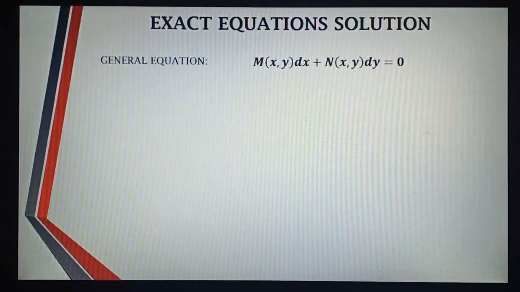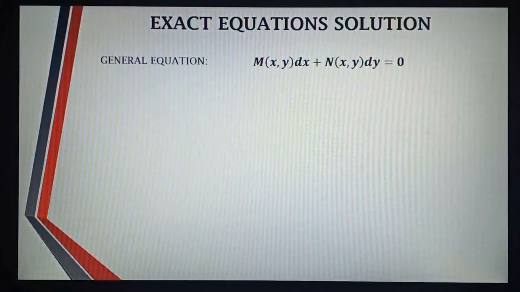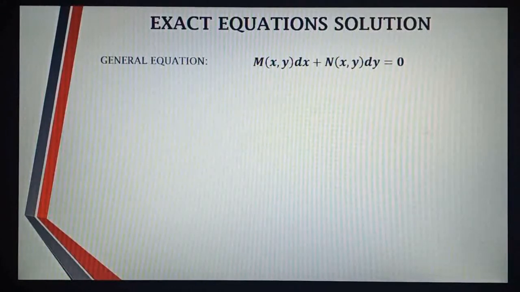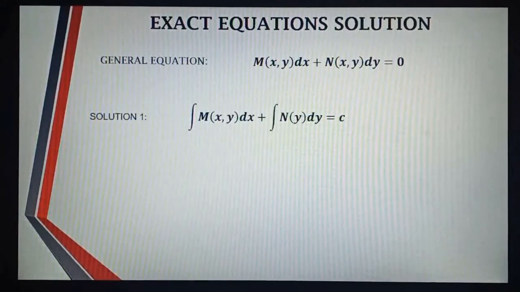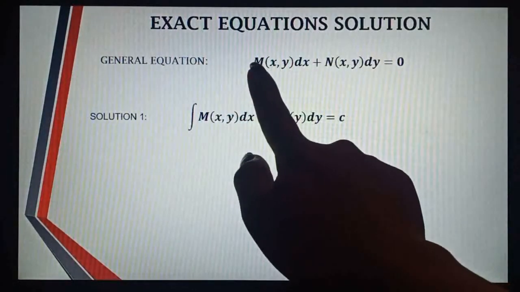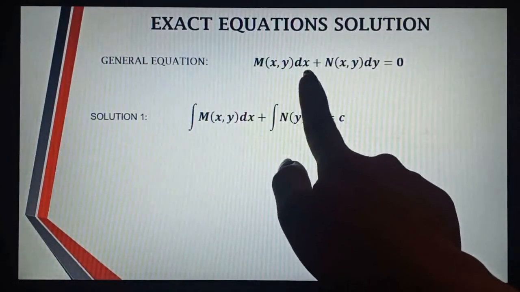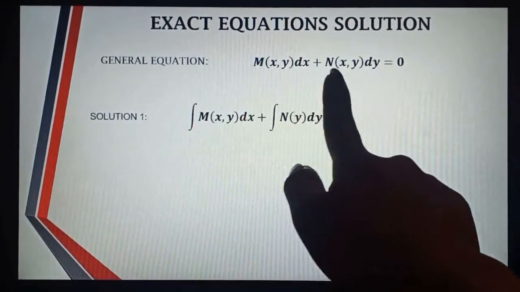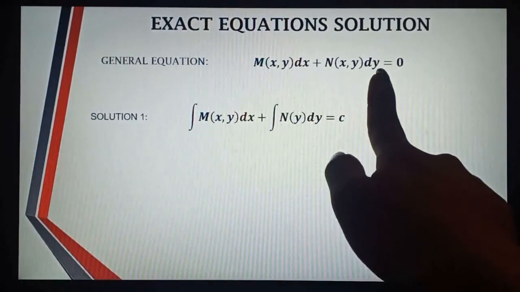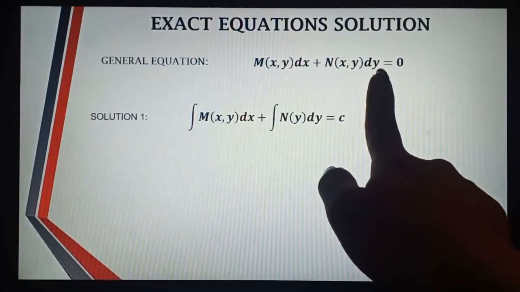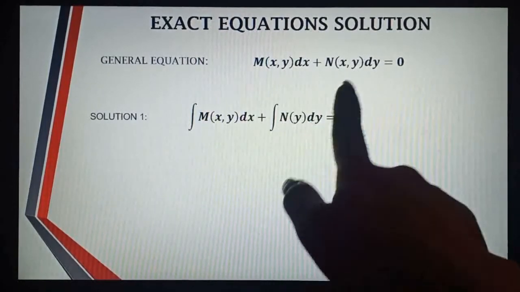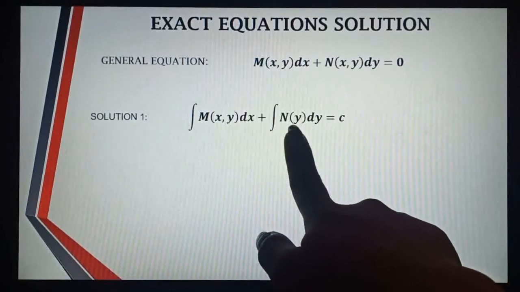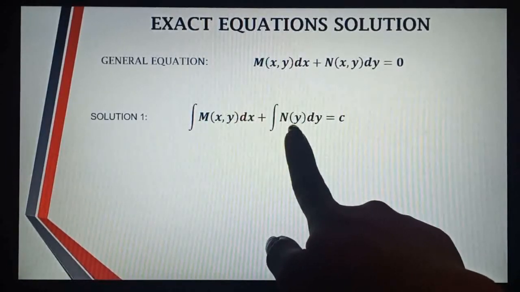Exact equation solution. So, let's say you have the general equation given, the m of xy multiplied to dx plus n of xy multiplied to dy equated to 0. First solution is kukunin natin ang buo si M. Then, kukunin mo kay N yung directly integrable. When we say directly integrable, dapat since dy siya, yung y lang yung involved dun sa equation.